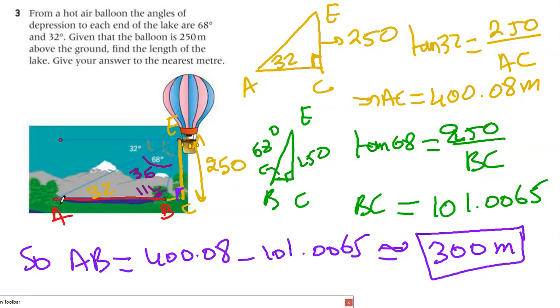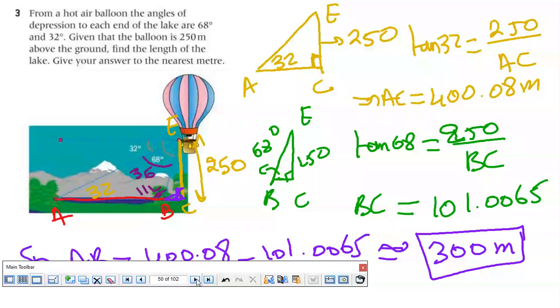Now, I got that the distance AC is 400.08 meters. I still need to find the small distance here. So to find it, I took the small right triangle EBC. And also, I know this is 68 degrees. So now, also tangent, opposite over adjacent. It's 250 over BC. Cross multiply, I got the small distance here. How are we going to find the real length of the lake? It's all this distance, 400.08 minus 108.0065, and then I will get that the approximate length of the lake is 300 meters. We move to another exercise.